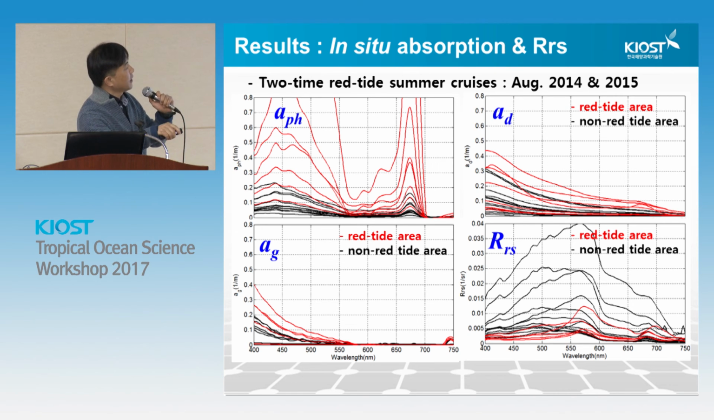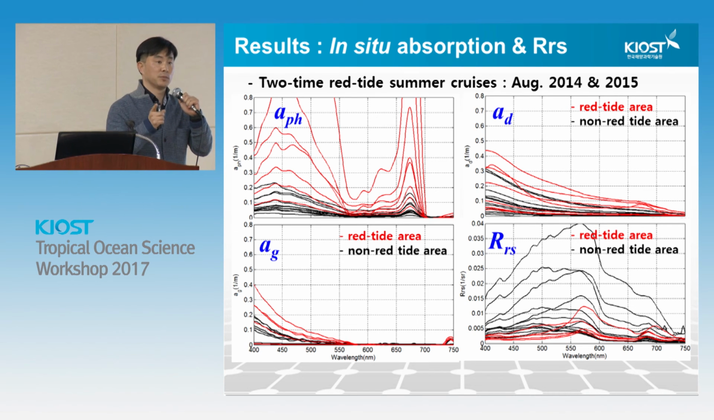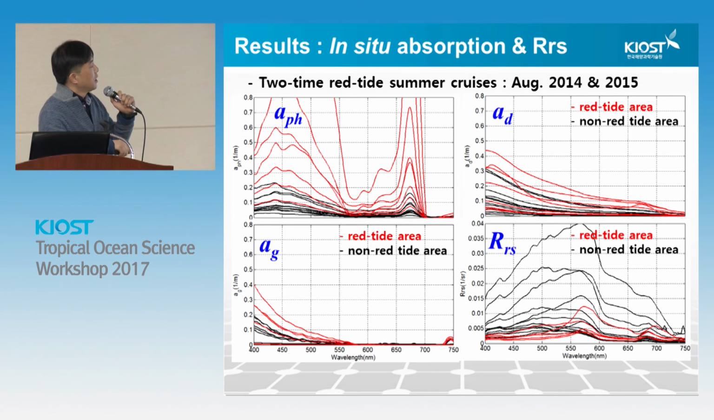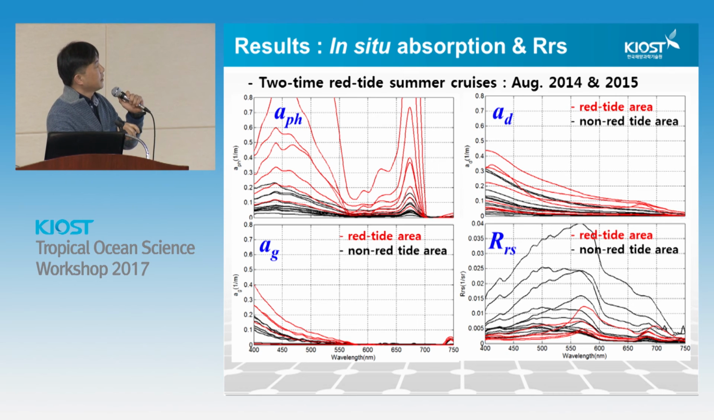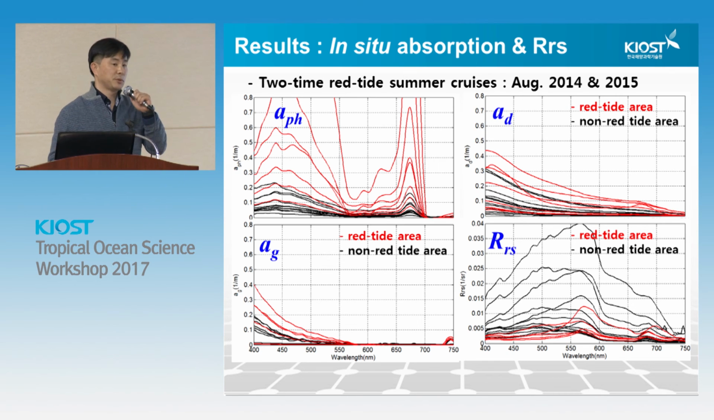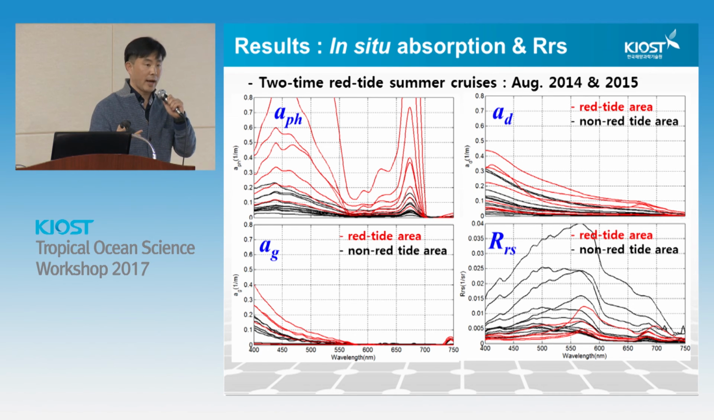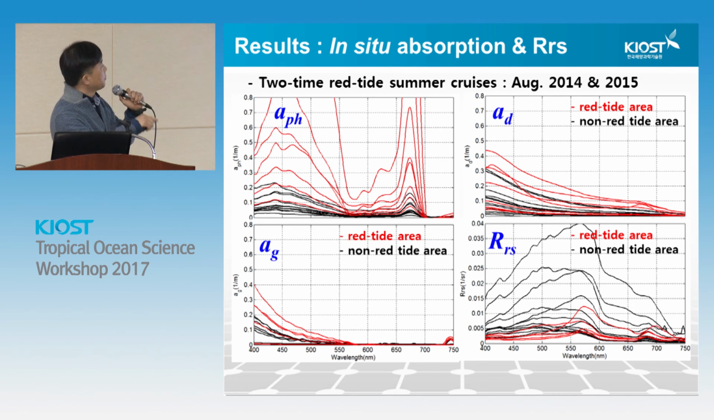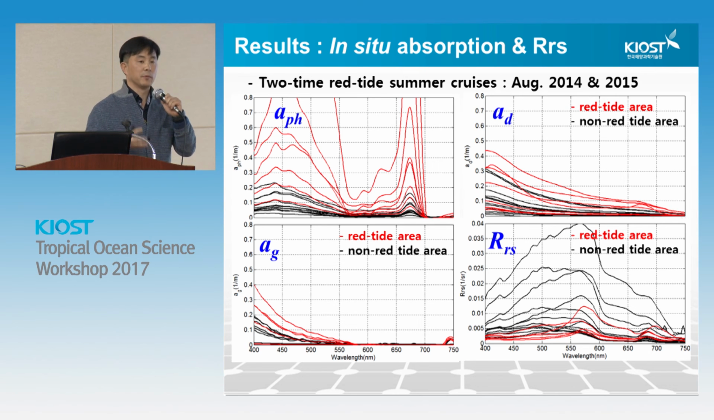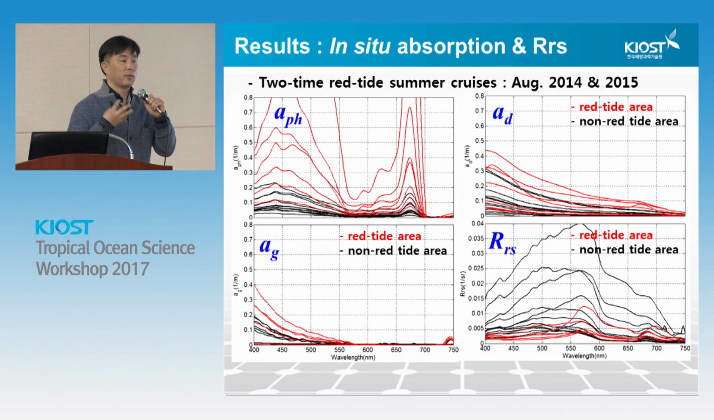First, the red line indicates the red tide sample, and the blue line indicates the non-red tide case from the in-situ data. The optical environment of the detectors and the in-situ absorption are very similar. It doesn't matter whether it's a red tide or non-red tide case, but you can see the phytoplankton absorption is very, very different. In the red tide species, there is high phytoplankton absorption.